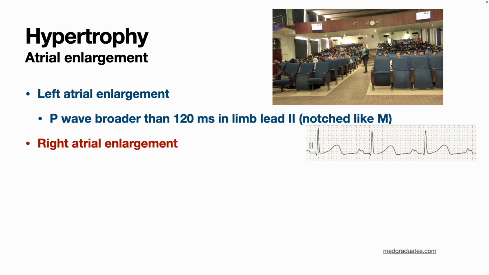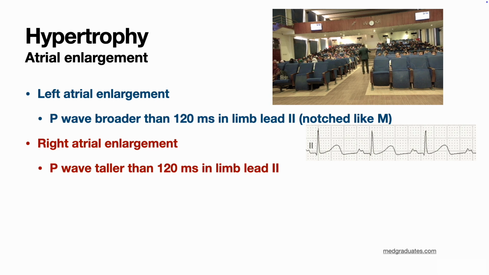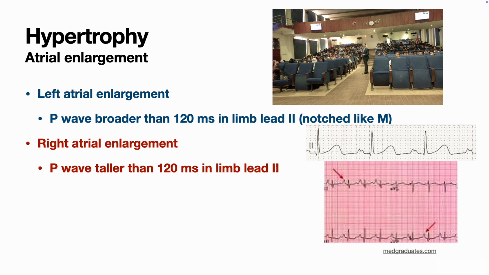And then you have right atrial enlargement. P wave taller than 120 milliseconds in limb lead 2. Either it is broader than 3 small squares or it is taller than 3 small squares. If it is broader, it's left atrium. If it is taller, this is right atrium. You can see this P wave is taller vertically. This one is longer horizontally. This is left atrial enlargement. This is right atrial enlargement.